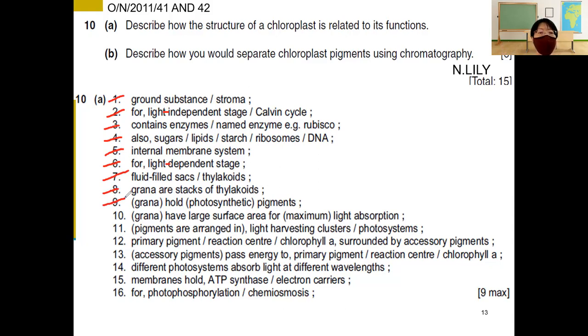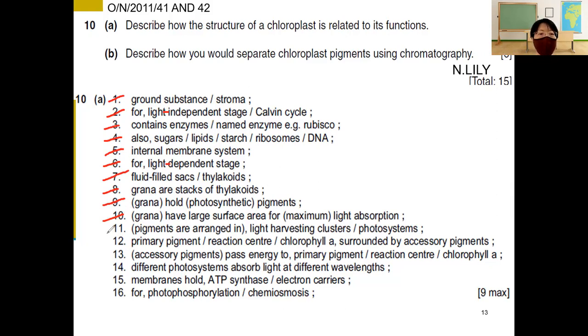So this is structure, right? And then this is a function. Why is that we have a lot of internal membrane system? Is to increase the surface area to maximize light absorption. So the more membrane you have, the more photosystem you can house, right? Therefore, the more light we can trap. So that's why you got a lot of internal membrane system. The larger the surface area, that means the more membrane you have, the more photosystem you have, the more chlorophyll and pigments you have, the more light absorbed.